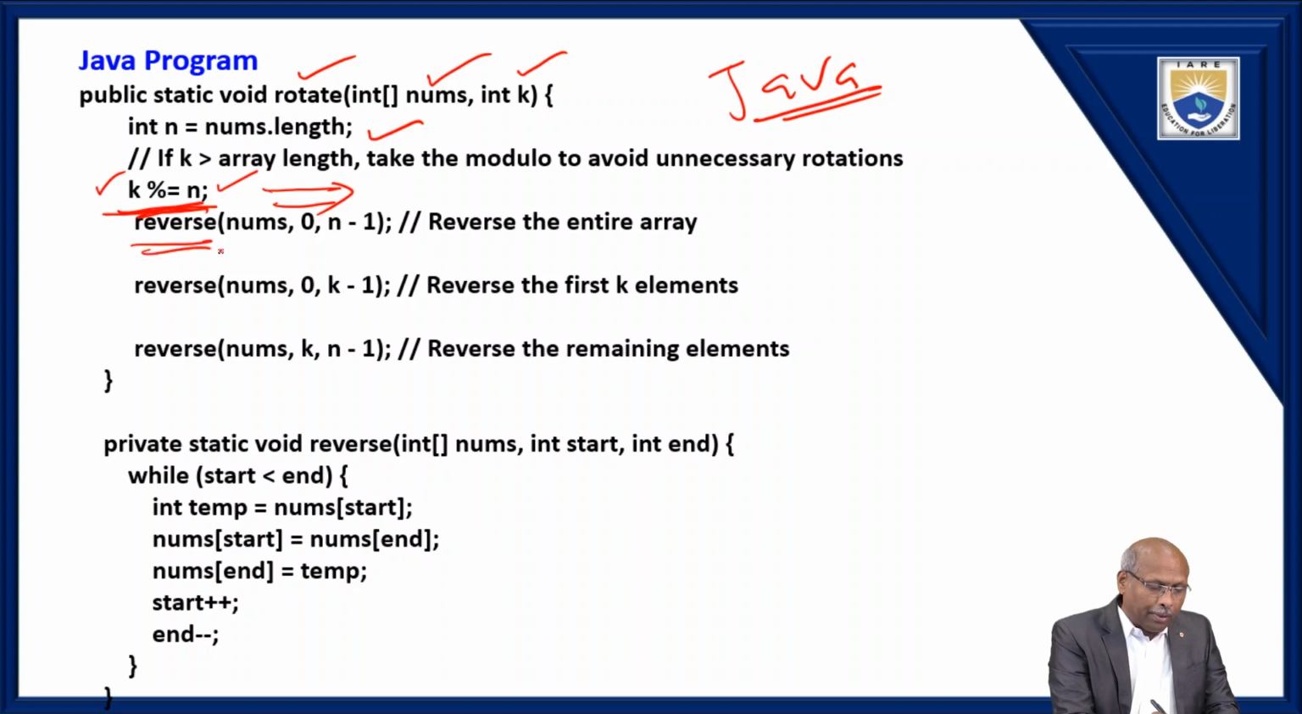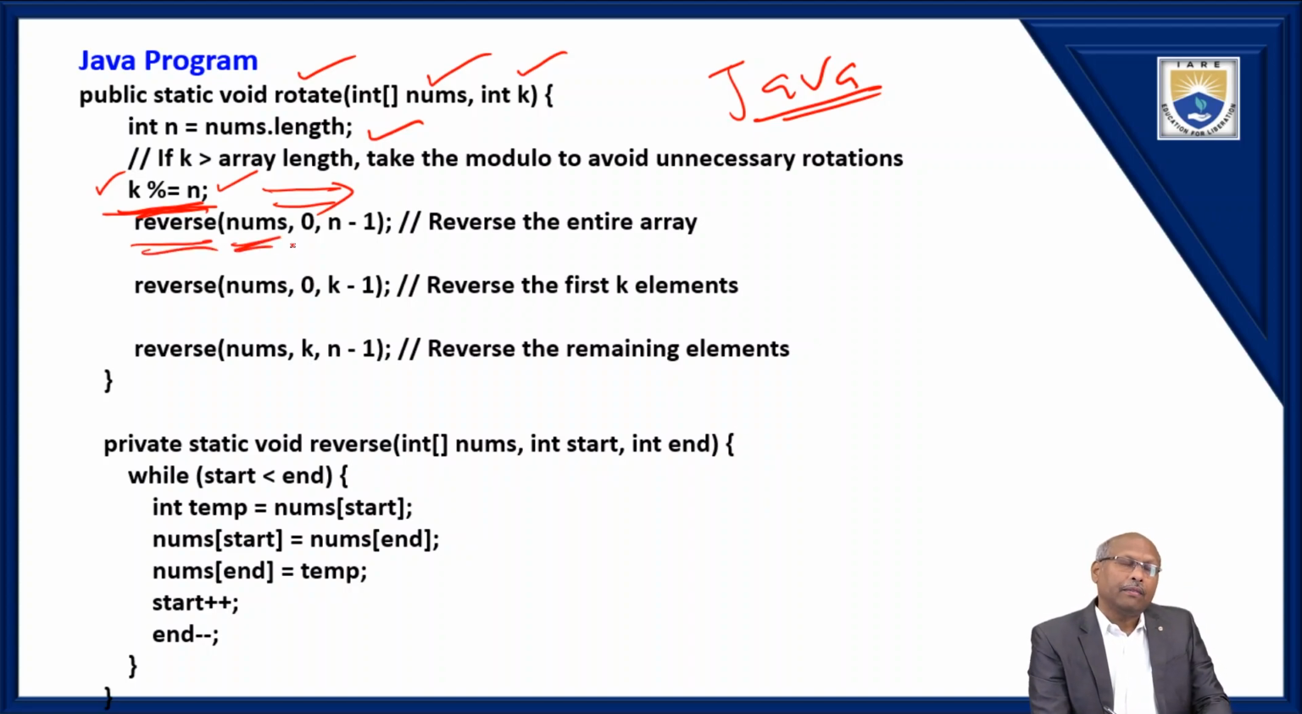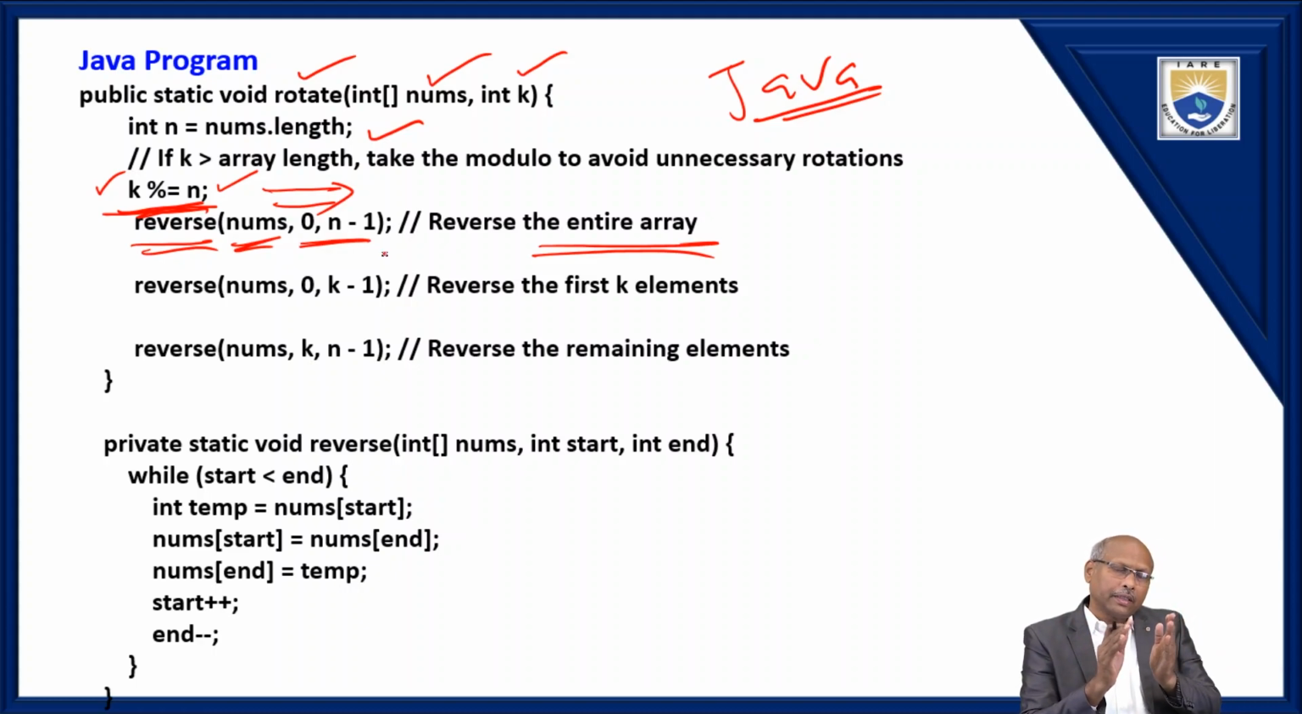For that I wrote a method called reverse. It reverses the array from 0 to n minus 1, that means all the elements are reversed first. That means reverse the entire array, where 0 is the starting position and n minus 1 is the last position. After giving the starting and ending positions, I will rotate it.